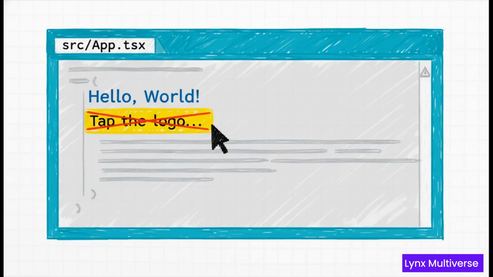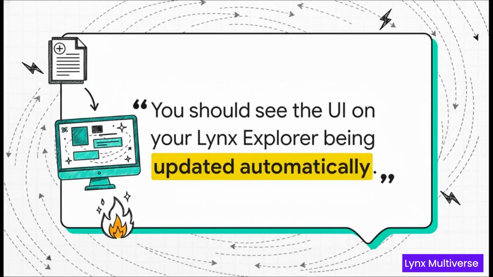Okay, let's hop over to our code editor and open up the src/app.tsx file. You'll see some text in there that's on the screen, something like "tap the logo and have fun." Go ahead and change that to whatever you want. I mean, Hello World is a classic for a reason, right? The second you hit save, just watch the simulator.